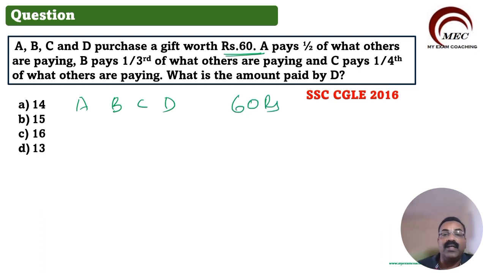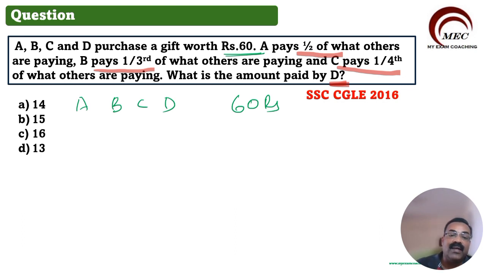So what is the condition? A pays half of what others are paying. This is very important. A pays half of what others are paying. B pays 1/3 of what others are paying. C pays 1/4 of what others are paying. And what is the amount paid by D? This is what we need to find out.